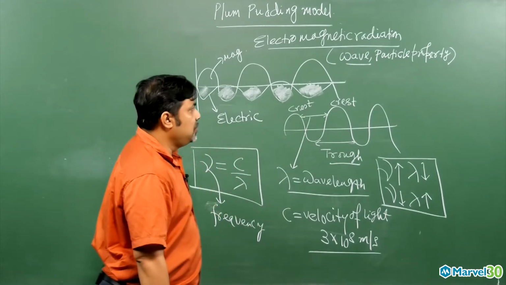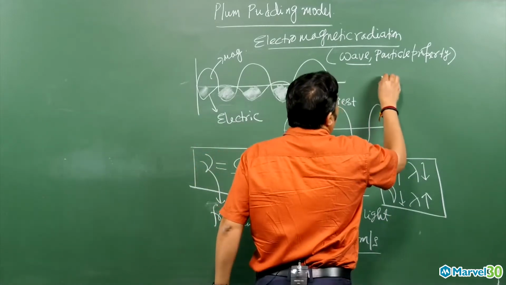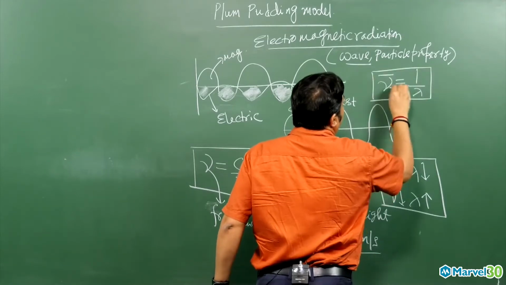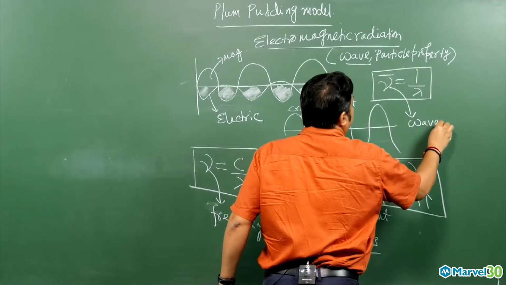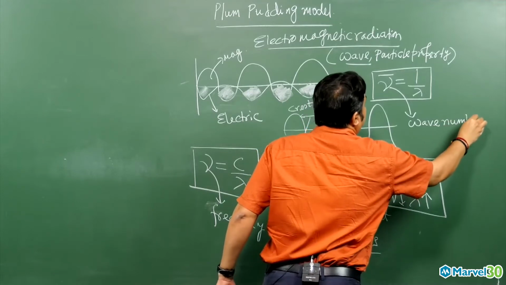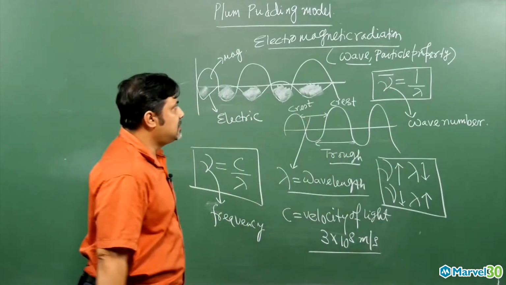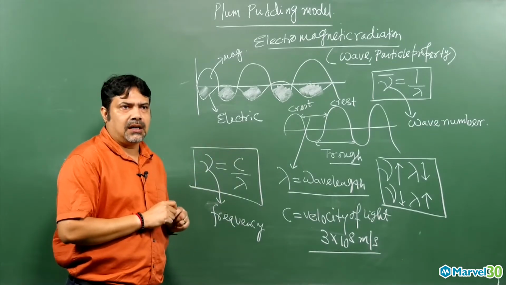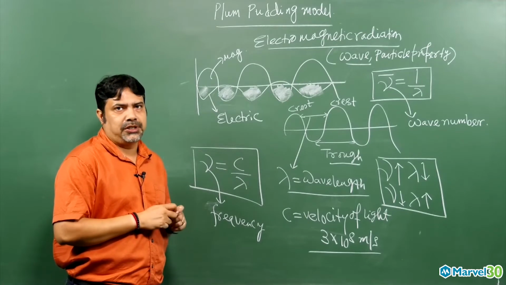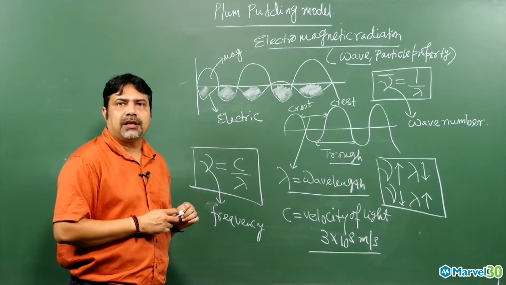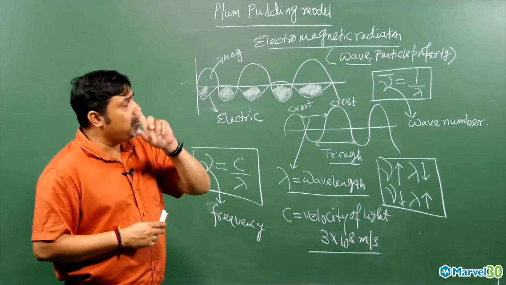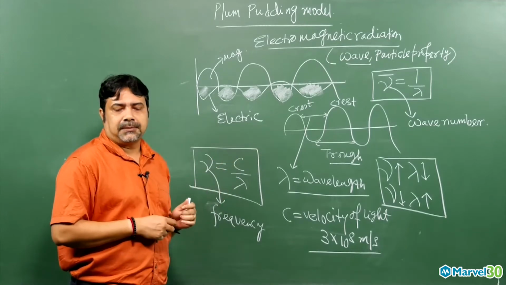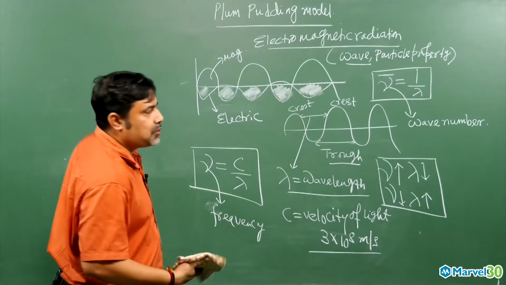Another thing you need to know is the wave number. Wave number is 1/λ, denoted by ν bar. Now, once we know these things, we need to know the entire electromagnetic spectrum and its order. In 2017, they put one question on this electromagnetic spectrum, so let us focus on it.